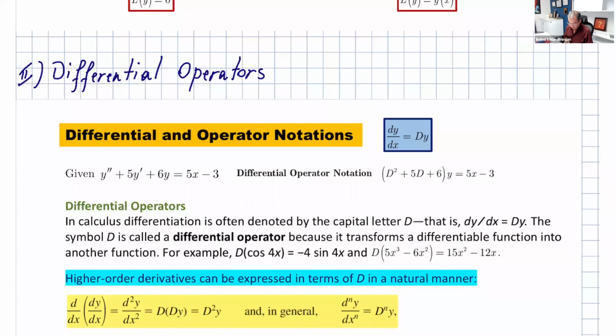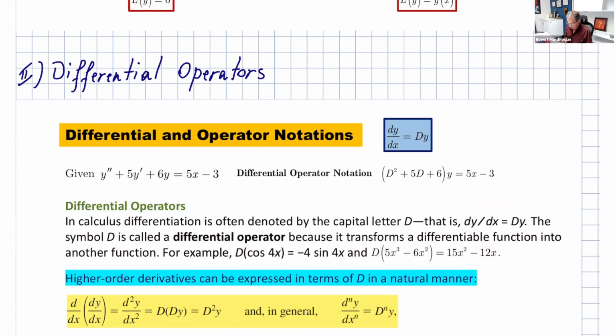Differential operators: in calculus, differentiation is often denoted as capital D. Did you see this in calculus? Or dy dx equals D of y, not D times y. This is D of y. The symbol D is called the differential operator because it transforms a differentiable function into another function.